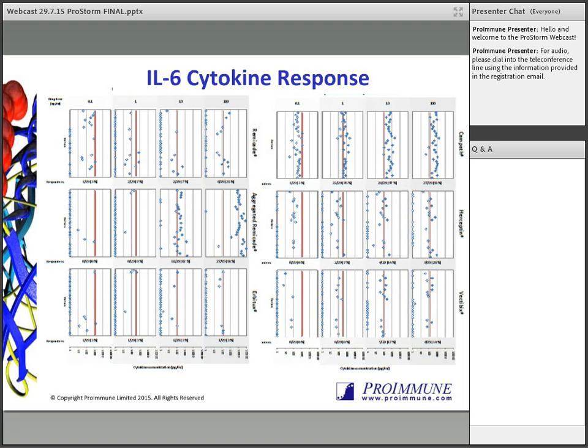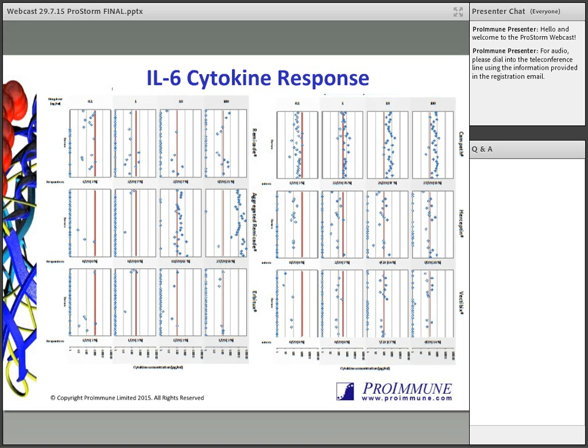So to summarize, the ProStorm assay is an assay for hazard identification and risk mitigation. So I'd really like to stress that it's not a predictive test that will describe what will ultimately happen in the clinic, but rather a research tool. It is a simple whole blood assay that minimizes test interference and provides a flexible study design.